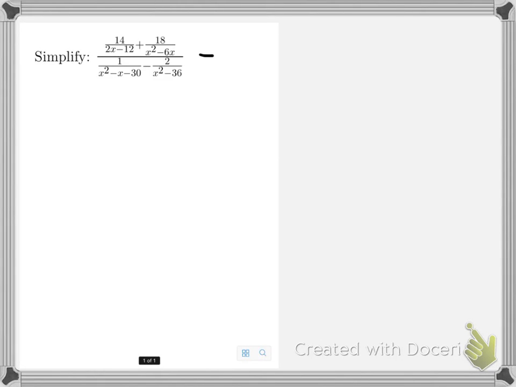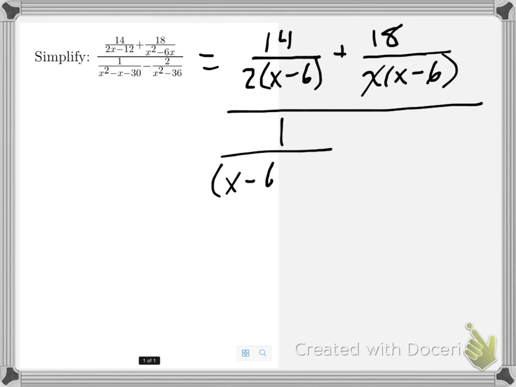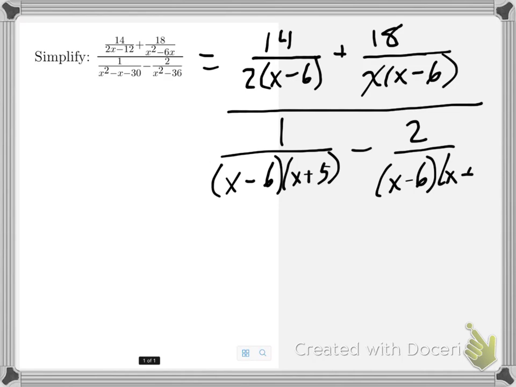All right, so looking at this complex fraction, first step is to factor everything. As I look at the different denominators, they all look pretty straightforward, so I just get started. We've got 14 over 2 times x minus 6, and then plus 18 over x times x minus 6. Looking at the bottom, looks like we've got x minus 6 times x plus 5 that works out for the x squared minus x minus 30, and then difference of two perfect squares, so x plus 6 and x minus 6 for the factors down there.